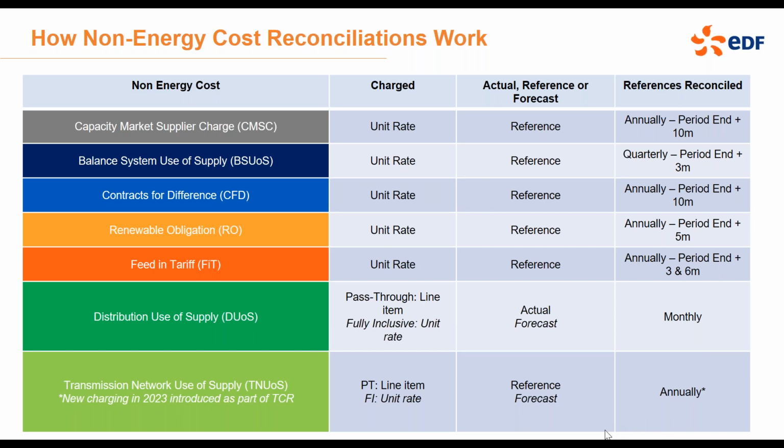So if we think about the period of April 21 to March 22 for CMSC, I didn't know that cost until January this year for capacity market supplier charge. For SUOS, I get that quarterly, 3 months in arrears. CFD again was January 23 for the April 21 to March 22 period, and then renewables obligation and feed-in tariff were between June, July, August or even into September. Transmission and distribution are monthly and annually respectively.